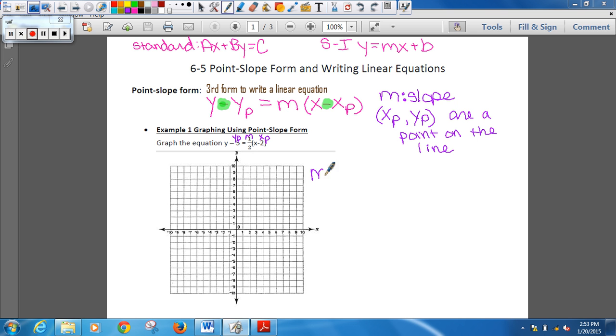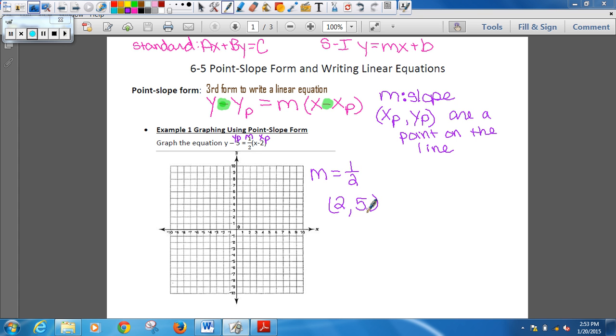So I know my slope here is going to be 1/2. The point here, my x sub p, it looks like it's -2, but remember that negative sign is part of the original equation. So my x here is 2. The same thing with the y, that negative is part of the original equation. So my point is (2, 5).